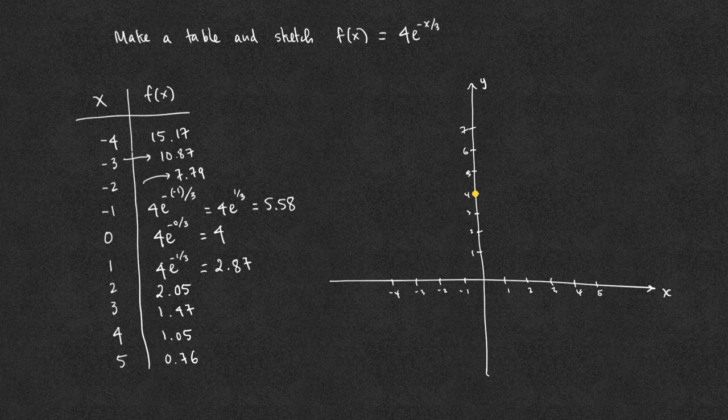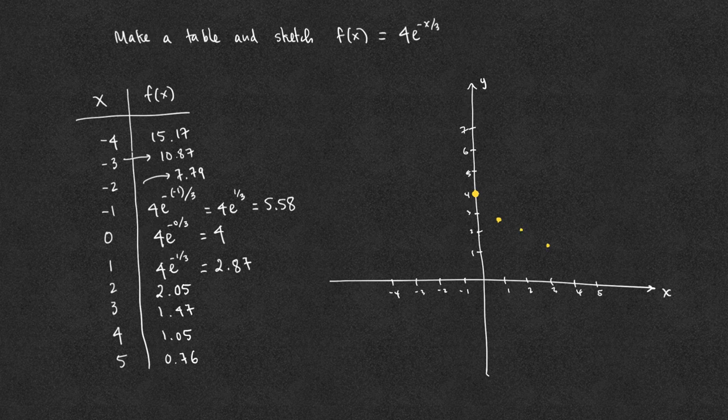When x equals 1, y equals 2.87. Be careful with decimal numbers here. When x equals 2, y equals 2.05. Usually the x and the y do not need to share the same scale. When x equals 3, y equals 1.47, which is 1.5. Again, we cannot be accurate up to that decimal.